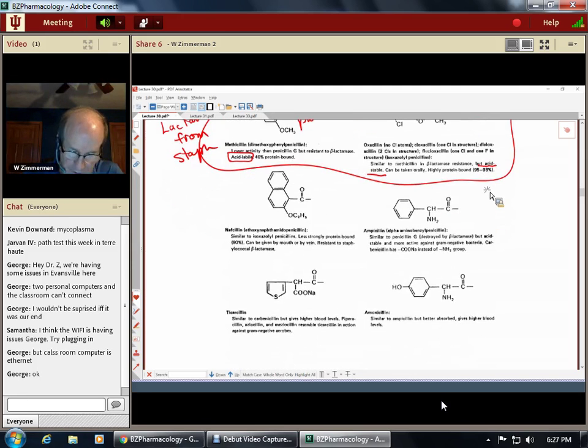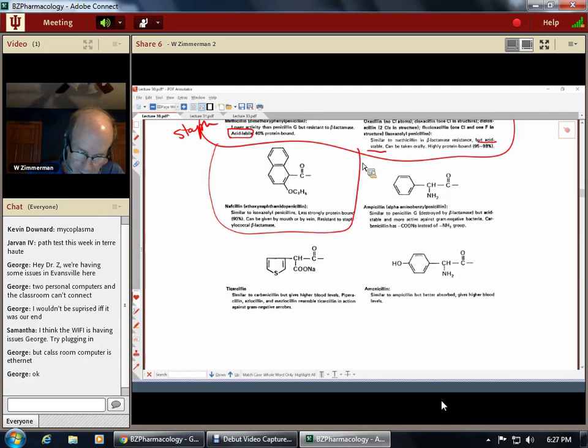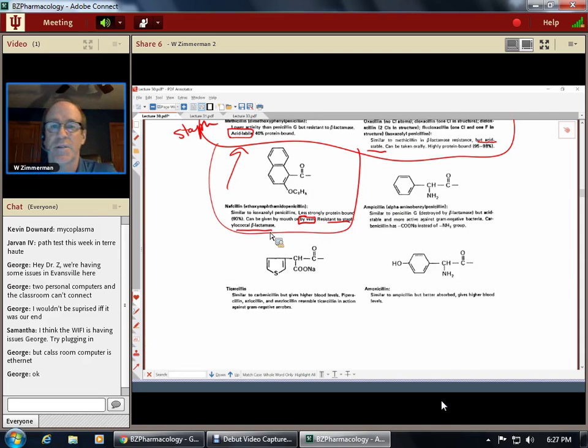Nafcillin kind of fits in with what we just finished. I would hook it in up here. It's very similar. This says by mouth and by vein, but I've never seen nafcillin given orally. But again, it's resistant to staph lactamase. All right, so at this point, we've made some good progress. We've gotten these drugs that are resistant to lactamase. We don't have anything, though, that really gets into the gram-negative arena. Everything up to here is pretty much staph and strep.